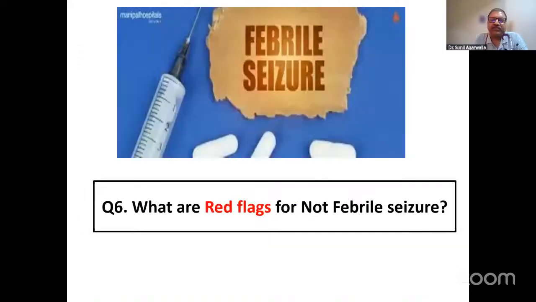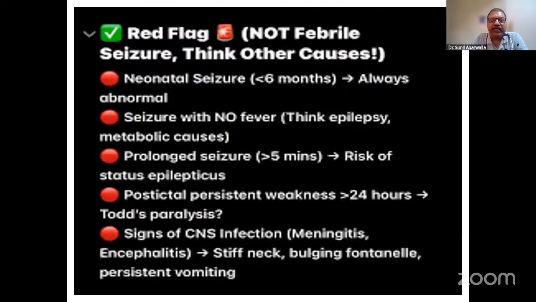So what are the red flags for not febrile seizure? Always I told, it is beyond the age group, that means less than 6 months and more than 5 years is not febrile seizure. Seizure with no fever, that is unprovoked seizure, or think of epilepsy, or think of seizure disorder. The long seizure: nowadays a working classification is there. Any seizure more than 5 minutes should be thought of in the line of status epilepticus. But still we follow the book definition, that more than 15 minutes is complex, and more than 30 minutes of seizure, or in between consciousness is not regained, that is status.